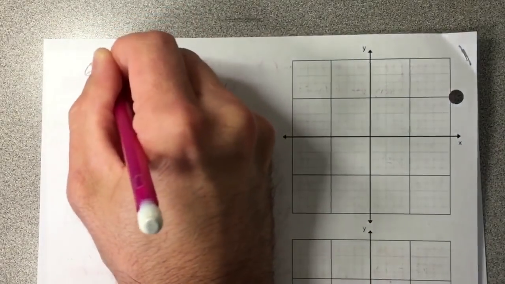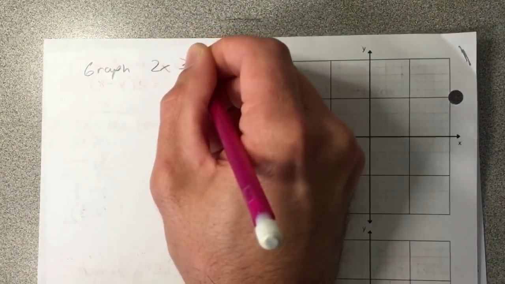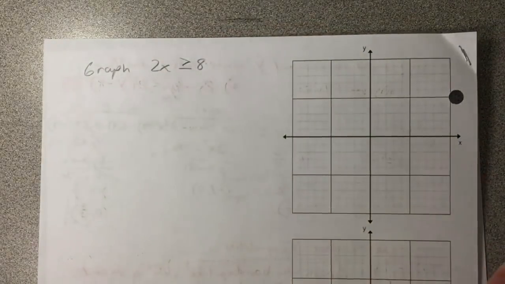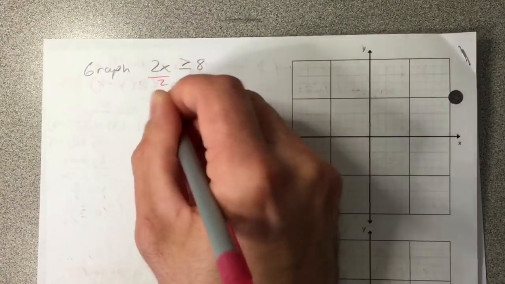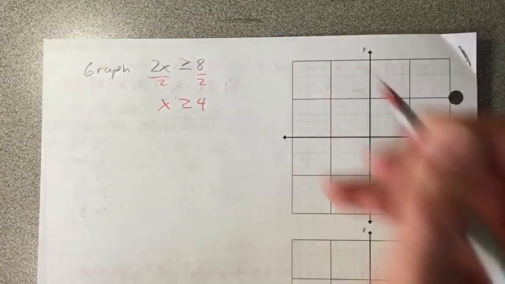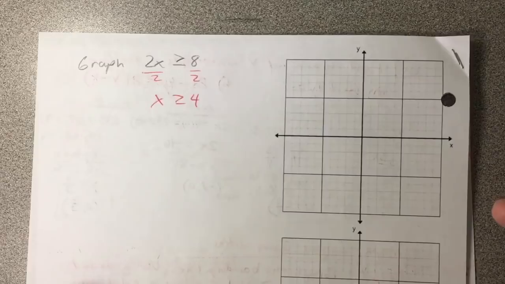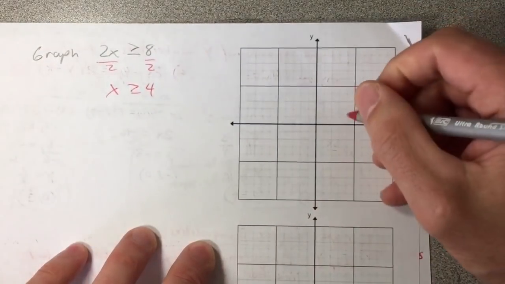Let's graph 2x is less than or equal to 8. Well, to graph this, I'm going to go ahead and get x by itself. Divide by 2, divide by 2. X is greater than or equal to 4. And I don't have a y value. I just have an x value. This is going to be horizontal at x equals 4.